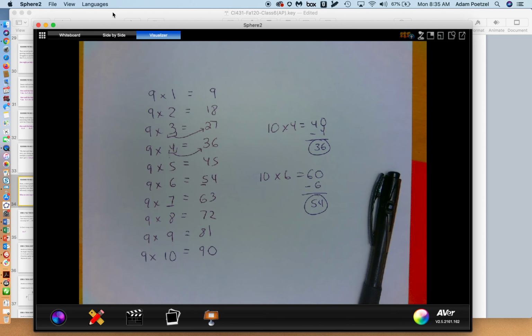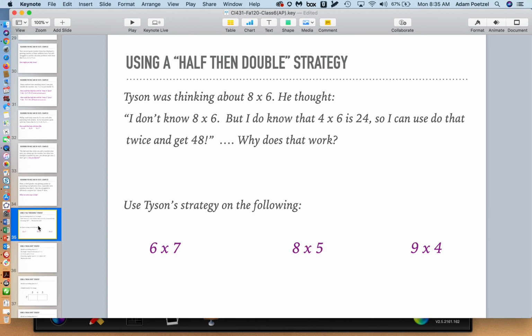So there are lots of interesting things with the 9 facts as we go through. What about things like this? There are so many strategies for multiplication as the book goes, and I'm just trying to run through some of them. Some of them may be new to you, so I'm just getting you exposed, and hopefully you can pause the video and try a couple on your own. How about Tyson here? Tyson was thinking about 8 times 6. I don't know 8 times 6, but I do know that 4 times 6 is 24, so I can use that twice and get 48.